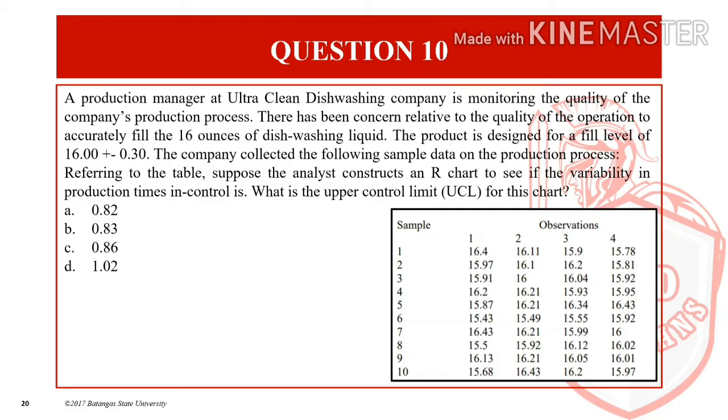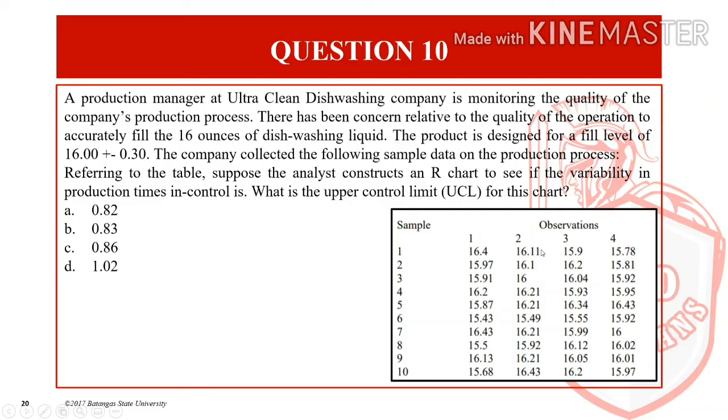So referring to the table, suppose the analyst construct an R chart to see if the variability in production times is in control. So what is the upper control limit for this chart? So choices natin 0.82, 0.83, 0.86 and 1.02. So meron tayong 10 sample. Then each sample meron tayong 4 observation.